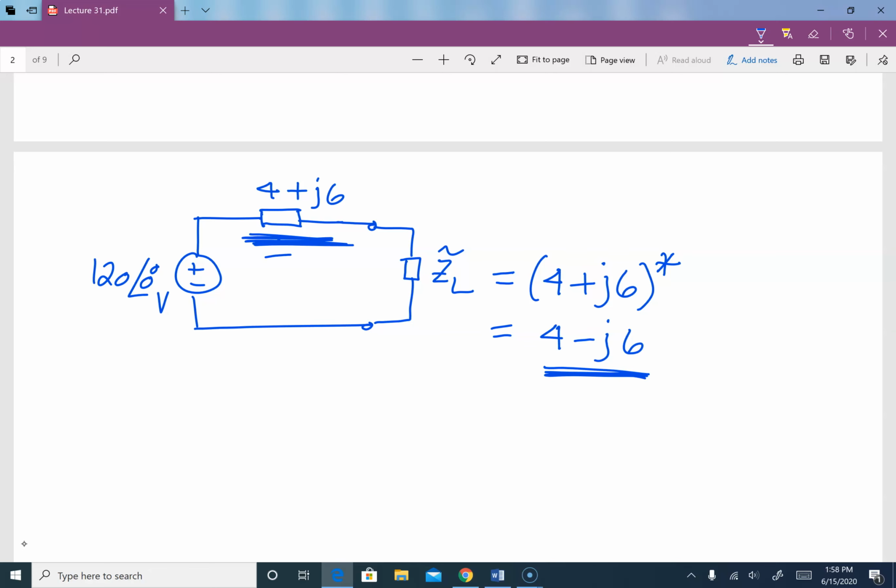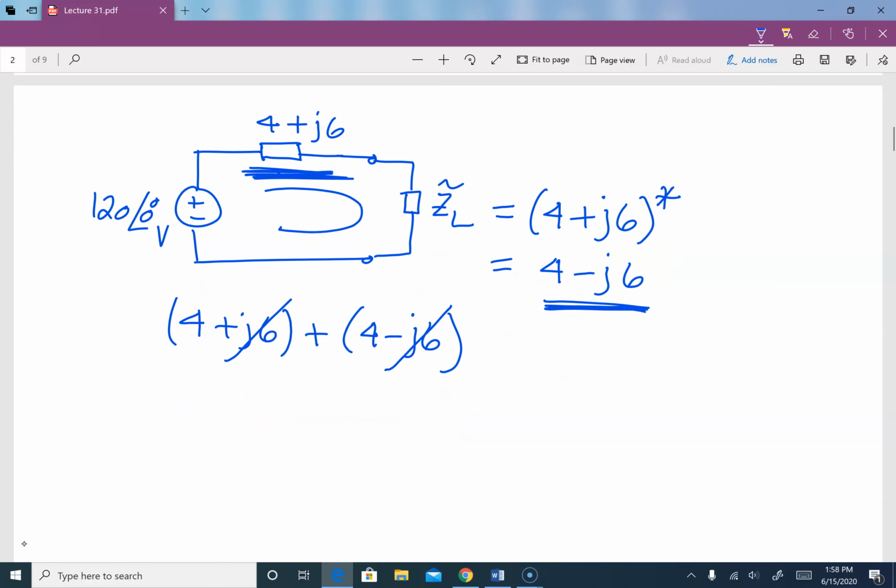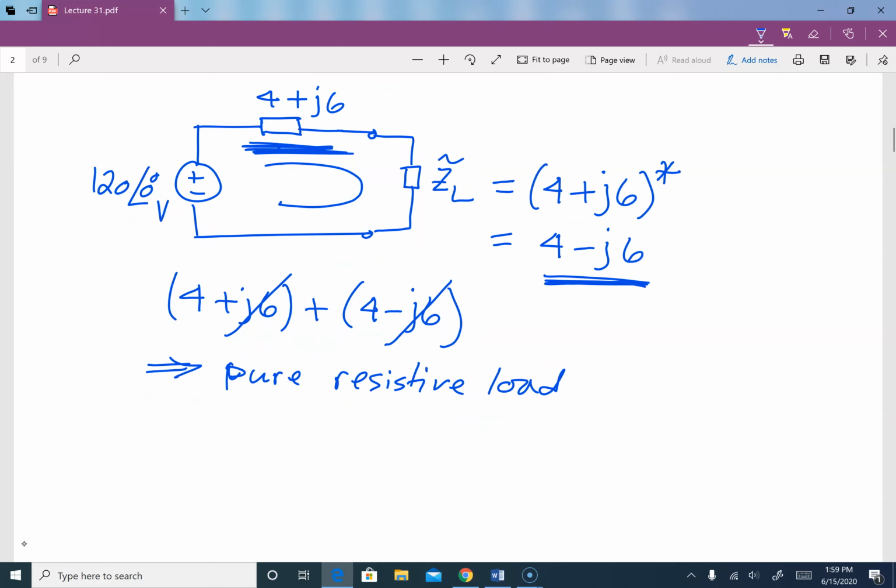So this is a single loop circuit. When we add 4 plus j6 and 4 minus j6, the j6 and minus j6 cancel each other. Then we will have what? A pure resistive load. That is why it has to be the conjugate, so the imaginary part will cancel out.